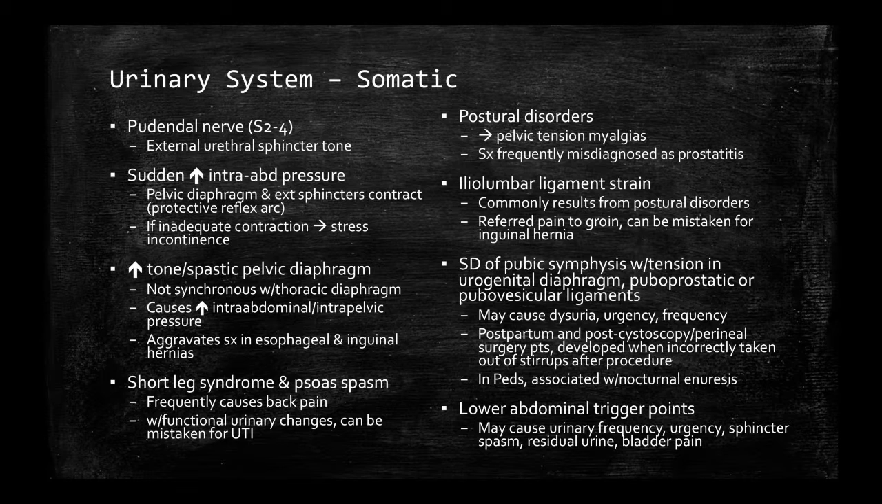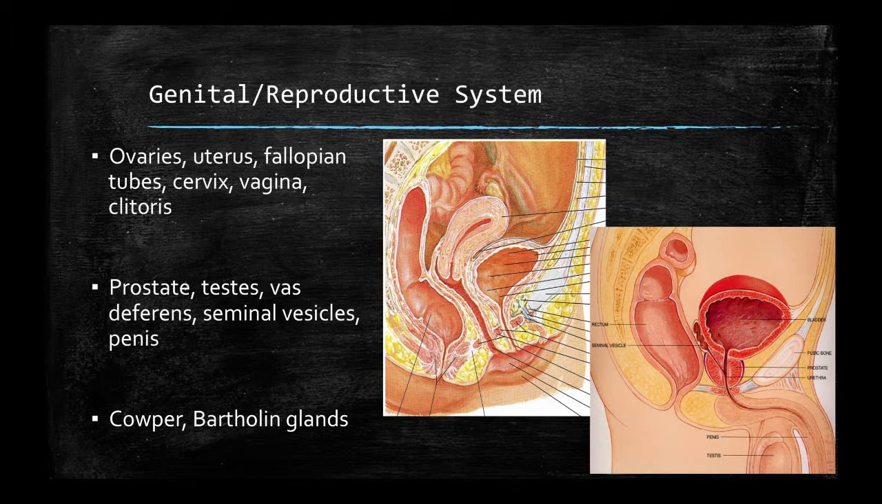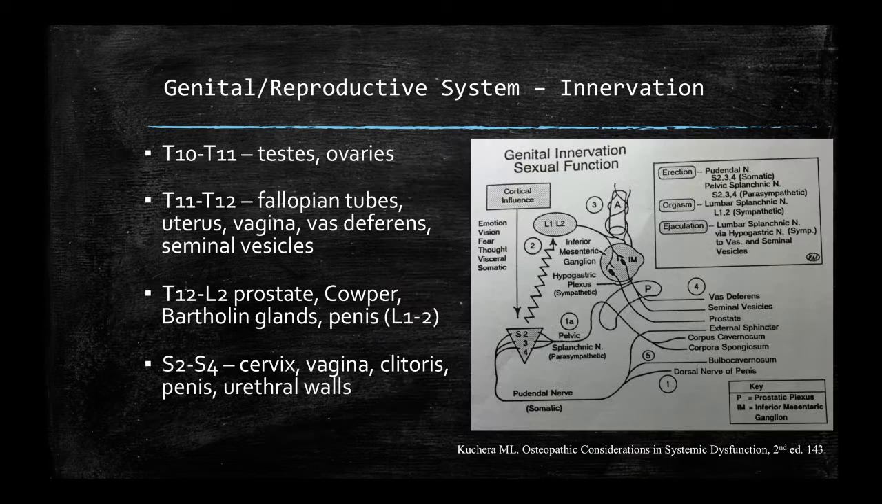Lower abdominal trigger points may also cause urinary frequency, urgency, sphincter spasm, some residual urine, or bladder pain mimicking urinary conditions. Onto the genital and reproductive system. Of course, the organs of note are the ovaries, uterus, fallopian tubes, cervix, vagina, and clitoris in females, and prostate, testes, vas deferens, seminal vesicles, and penis in the males. Also the Cowper and Bartholin glands.